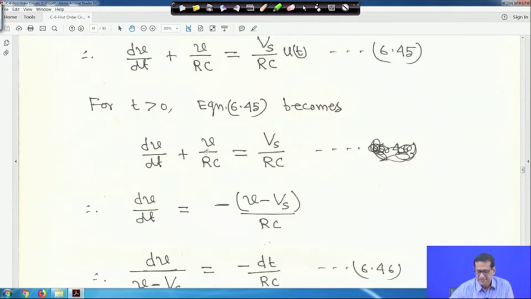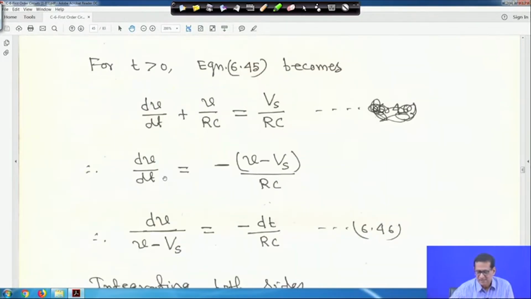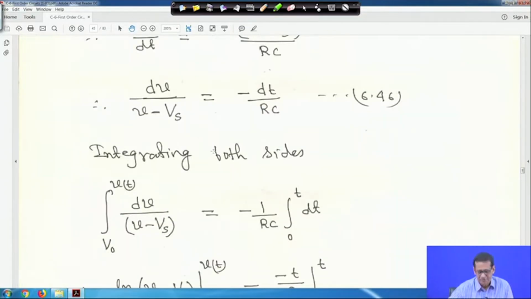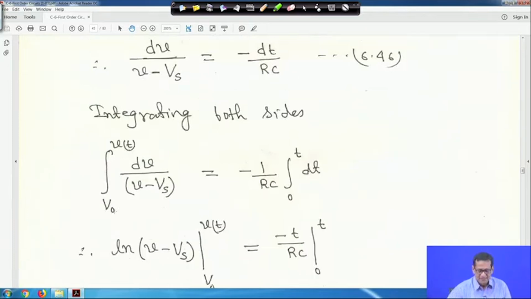So, it is dV by dt plus V upon RC is equal to Vs upon RC, or dV by dt is, upon simplification, minus (V minus Vs) upon RC, or dV upon (V minus Vs) is equal to minus dt upon RC. This is equation 46. Now, you integrate both sides. Initially the capacitor voltage was V0, and at time t it is V(t). So, you are integrating from V0 to V(t), dV upon (V minus Vs) is equal to minus 1 upon RC, integration from 0 to t of dt, right.